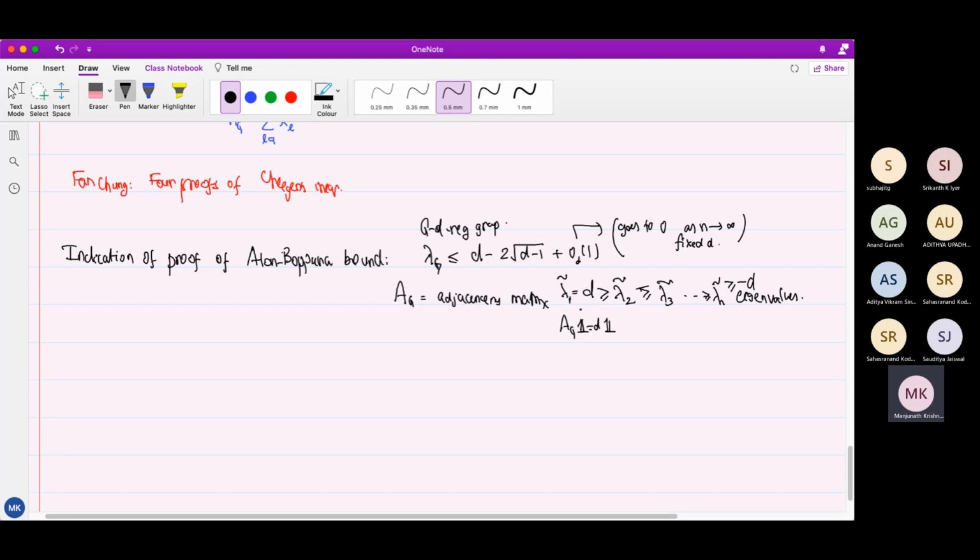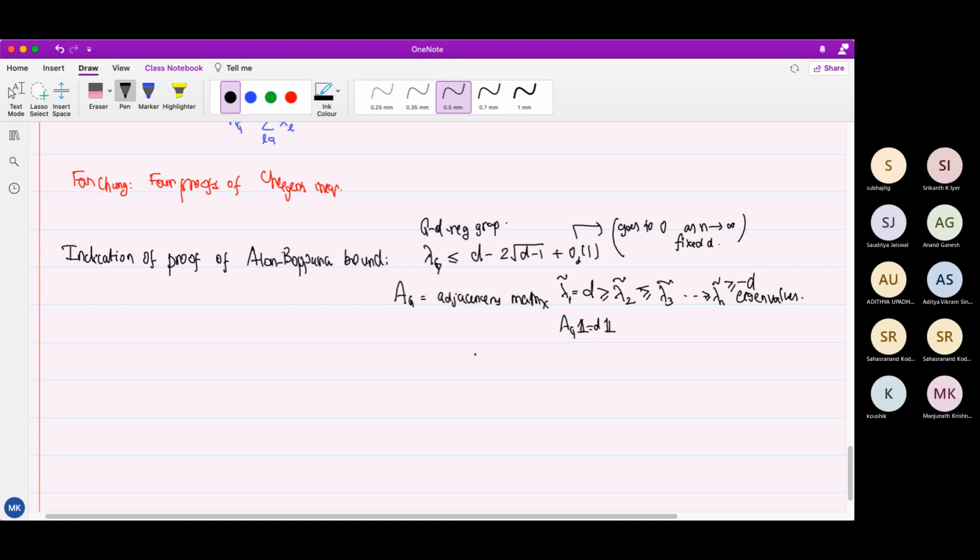This is a basic fact in linear algebra, that eigenvalues are bounded in absolute value by the sum of absolute values of the rows. I mean, if you have a positive symmetric matrix, take the row sums and take the maximum row sum. That is a bound for the absolute value of all eigenvalues. It's a simple fact in linear algebra. So lambda n tilde will be at least minus d.